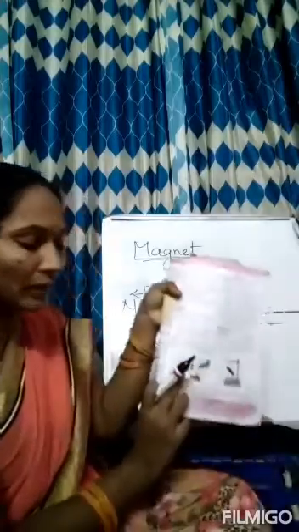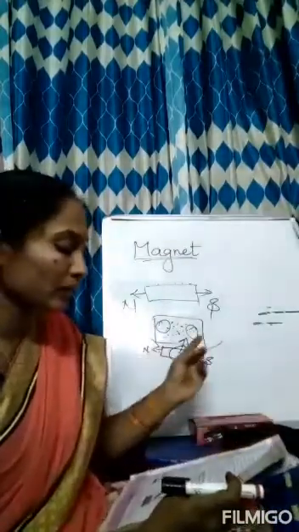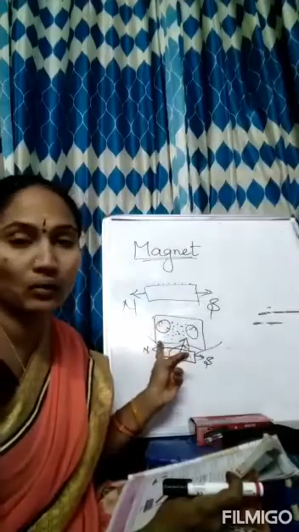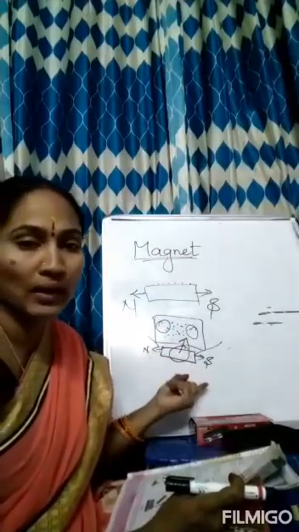So here you can see figure number 3. The magnet attracts more iron filings at the ends than the middle part of the magnet. These two ends are called the north pole and south pole.